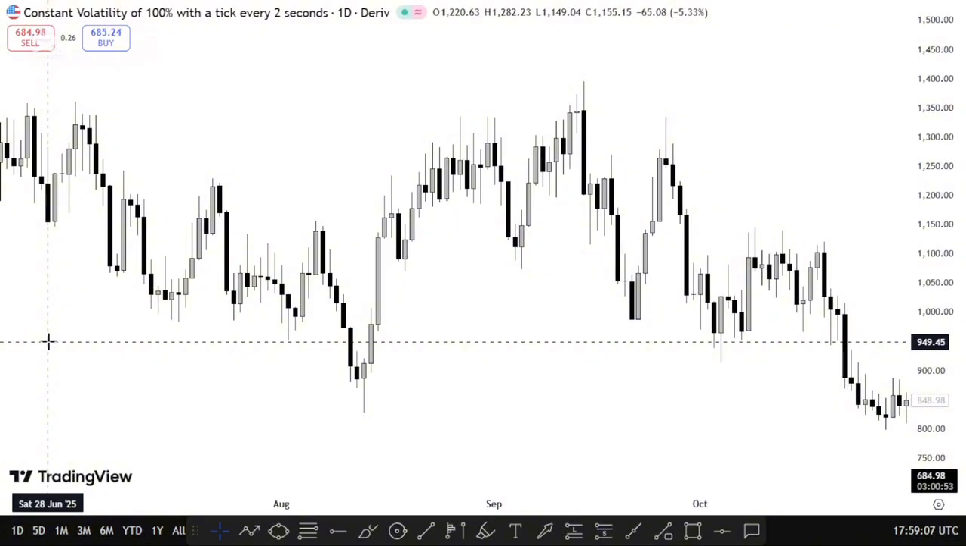What matters is not the broker, it's your ability to read price very well. So without wasting much of your time, guys, let's dive straight into it.